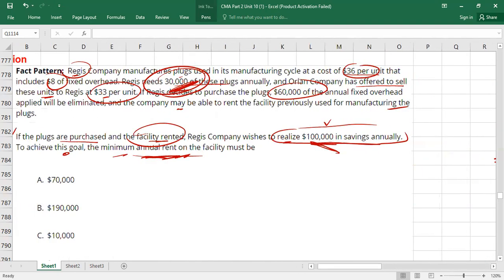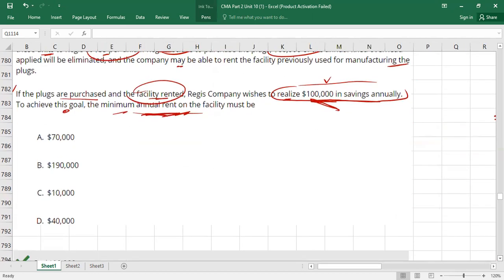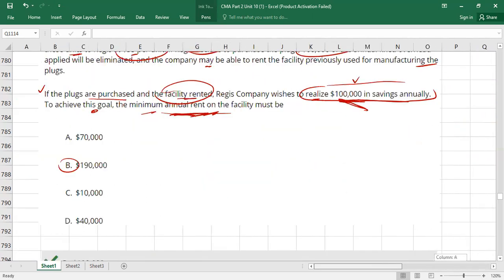So here, option B is the correct answer. Understood, guys? Now we are going to deal with the next question.